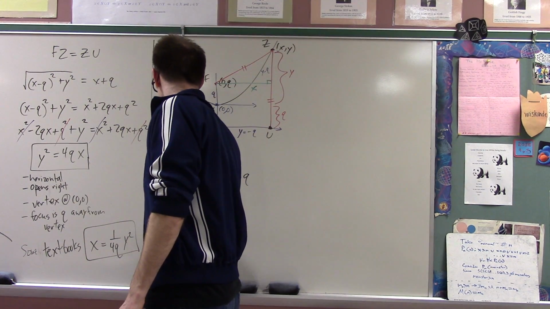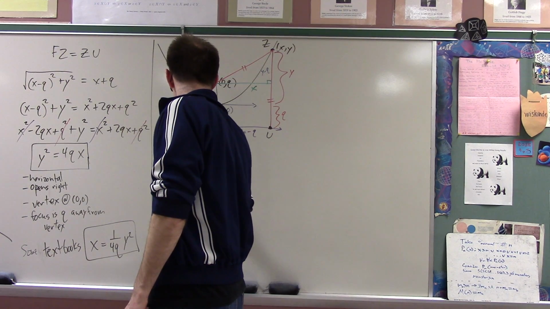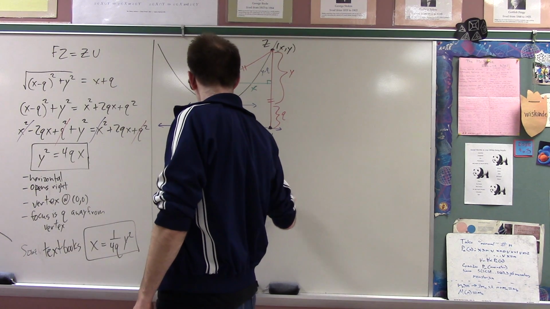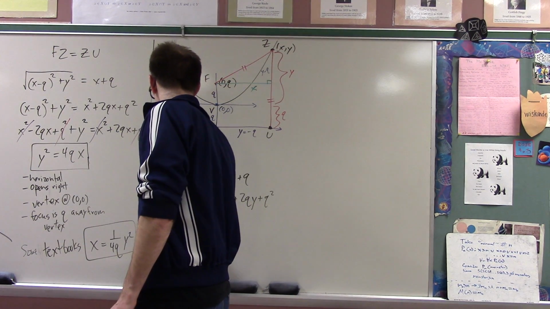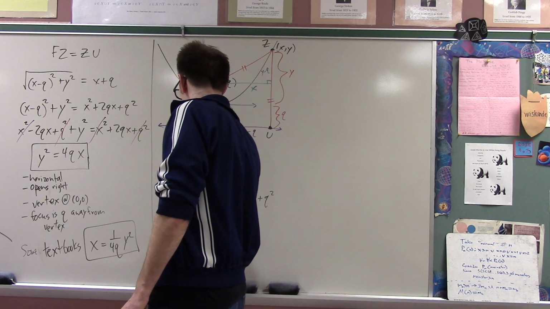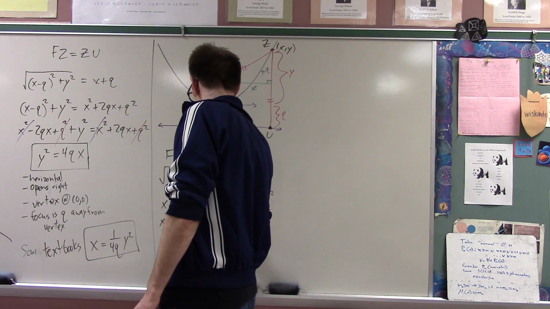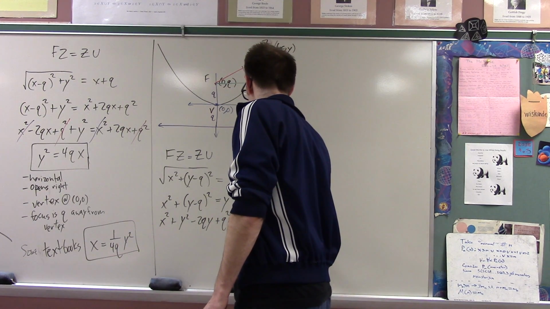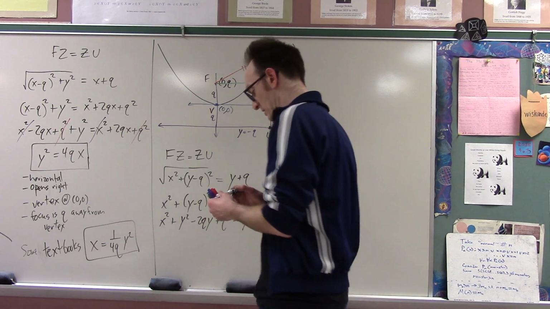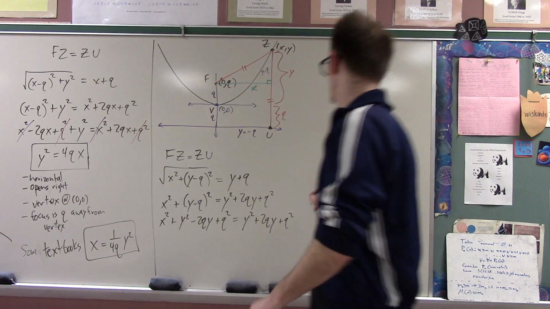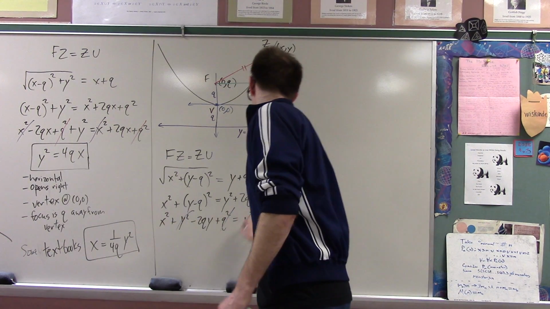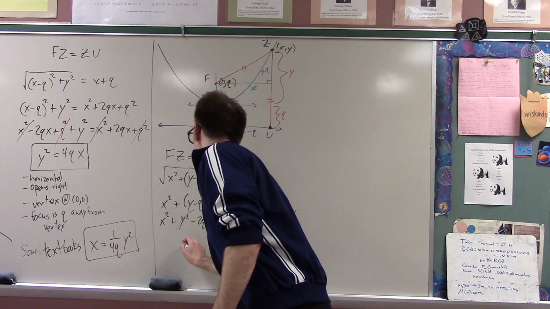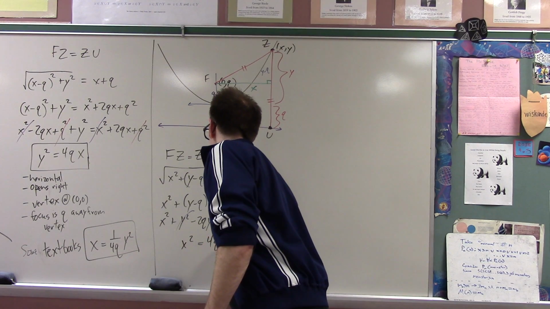Okay, so we get x squared plus (y minus q) squared equals (y plus q) squared, which is y squared plus 2qy plus q squared, and the left side gives x squared plus y squared minus 2qy plus q squared. And when you cancel all the terms that can be canceled, we are left with x squared equals 4qy.